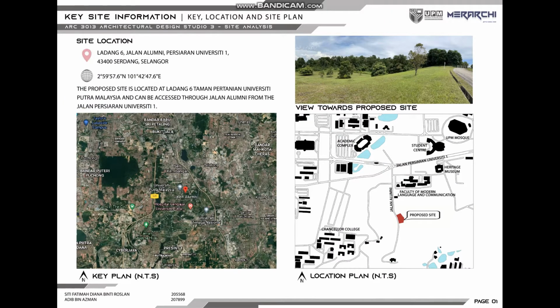For key location and site plan, the site location is at Ladang Enam, Taman Pertanian, Universiti Putra Malaysia. So, this is the view towards the proposed site. The first one is the key plan. As we can see, Jalan Alumni is in UPM Serdang, Selangor. Moving to the location plan, the landmark here is UPM Mosque. By using Jalan Persiaran Universiti 1, take the first exit at the roundabout to Jalan Alumni. On the left is the proposed site.